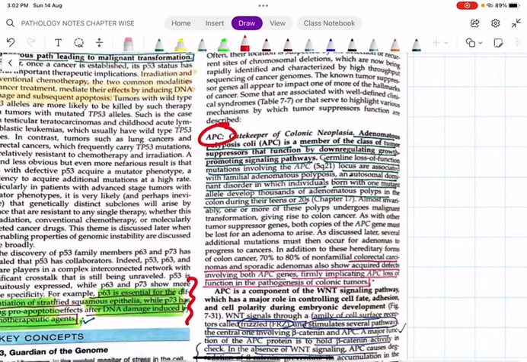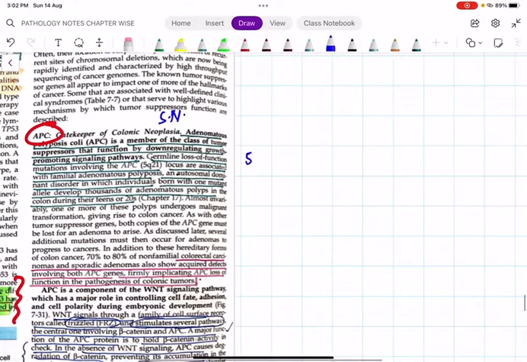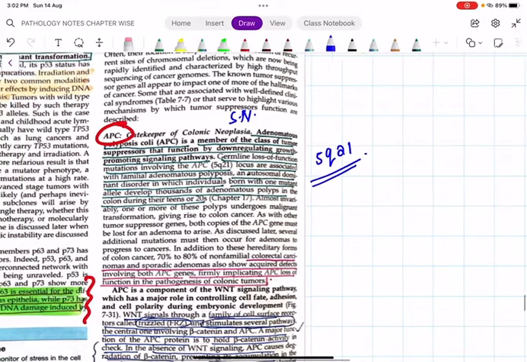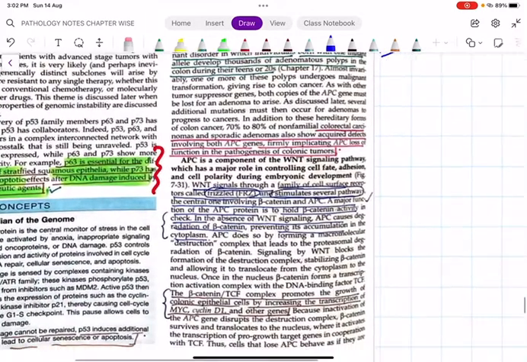It is called the gatekeeper of colonic neoplasia. This can also be asked as a short note question. Remember, APC is located on chromosome 5q21. You should also remember the band region, everything. It is 5q21. And I told you this APC is going to inhibit what signaling?